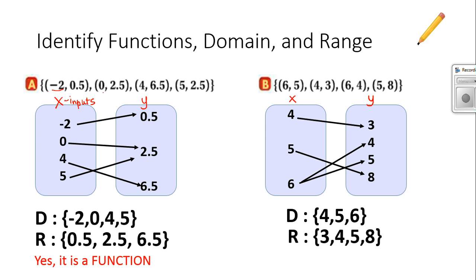And we know it's a relation, but is the relation a function? Well, 4 goes to 3, 5 goes to 8, but 6 goes to 4 and 5. 1 button giving me 2 different outcomes. That's a broken machine, so that would not be a function.